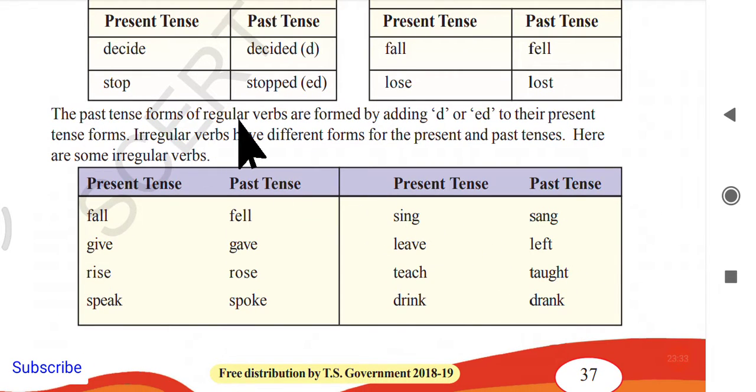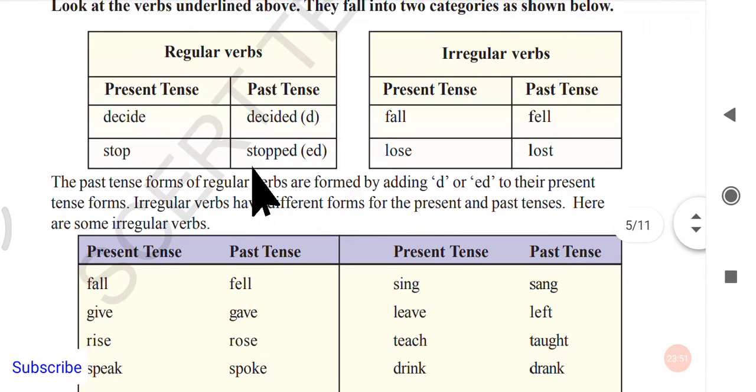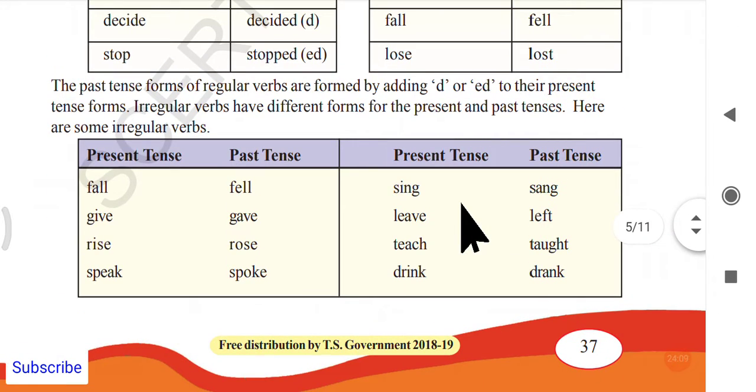The past tense forms of regular verbs are formed by adding d or ed. So regular forms must have d or ed added to their present tense forms. Next, irregular verbs have different forms for the present and past tenses. Here are some irregular verbs, and one more thing is they are completely different. Present form and past form are completely different in spelling. See here, the same word is repeated, only we are adding d, but here fall, fell, completely different. Lose, lost, completely different. So they are like that, the irregular ones.